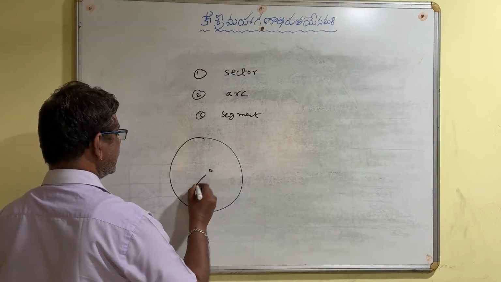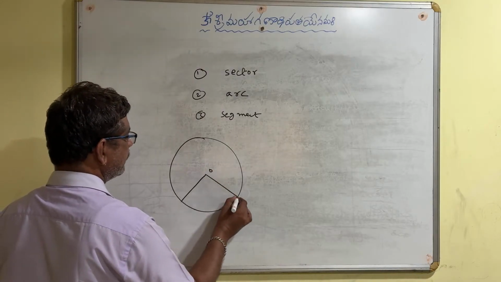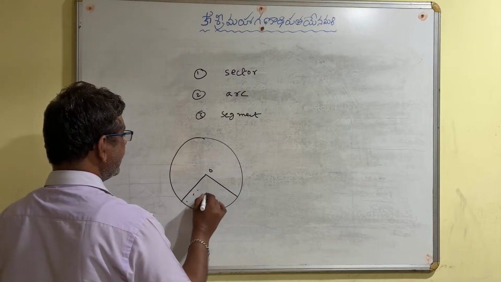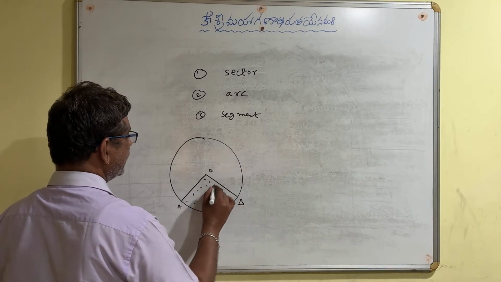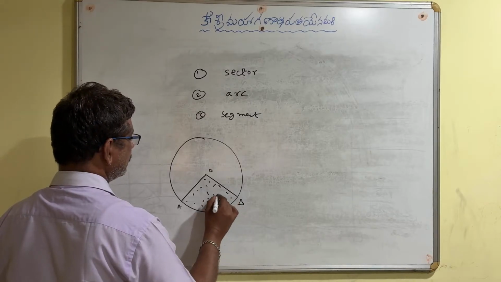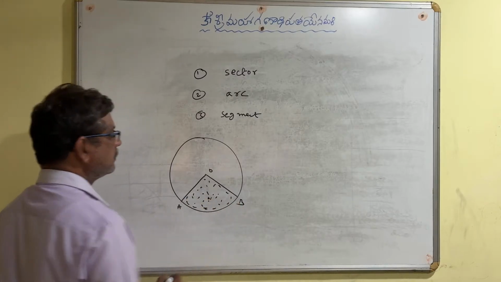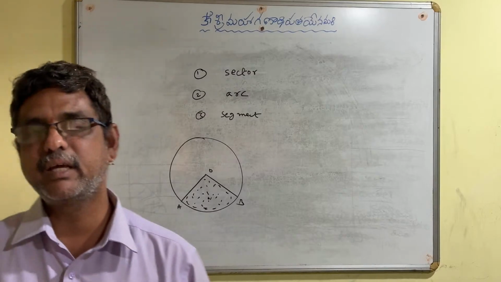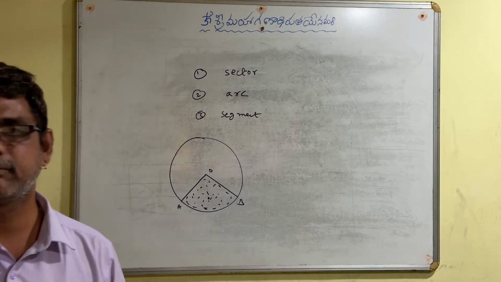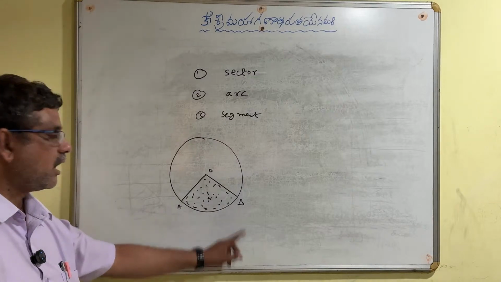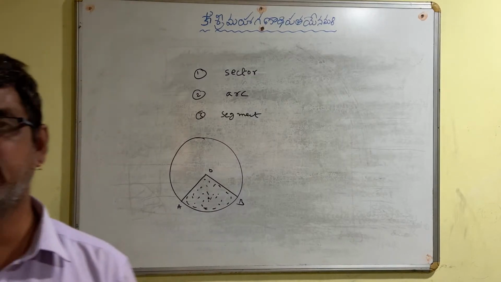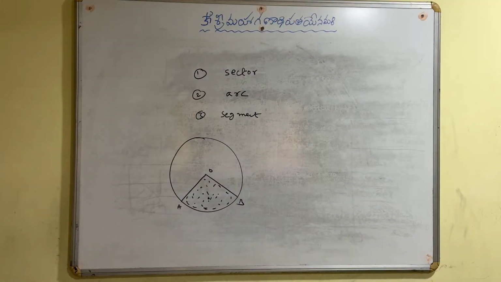Sector is the region bounded by 2 radii and their corresponding arc. Okay? This is called sector.